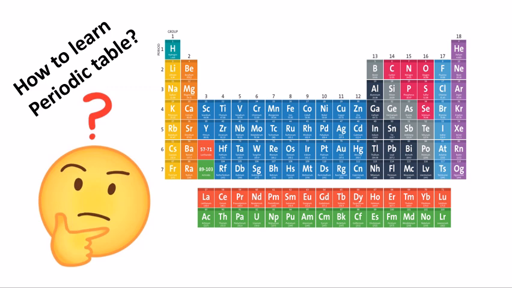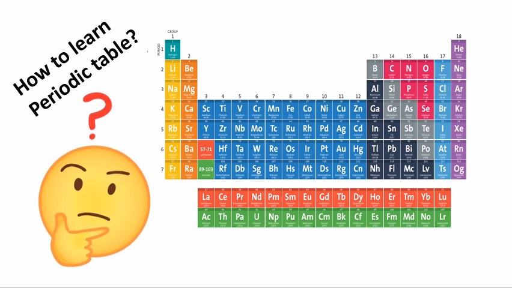Hello everyone. Today we are going to learn how to remember the periodic table and which is the correct way to learn the periodic table. In the periodic table, we all know that it has 118 elements and they are placed in 7 periods and 18 groups. How to go about?